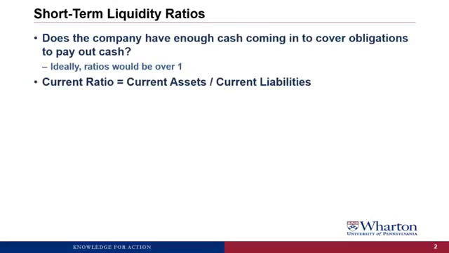First ratio is current ratio, which is current assets over current liabilities. So if current assets are going to turn into cash in the next period, and current liabilities are going to be obligations we have to pay in the next period, this is telling us, do we have enough assets that are going to turn into cash to cover all the cash obligations we're going to have to meet?